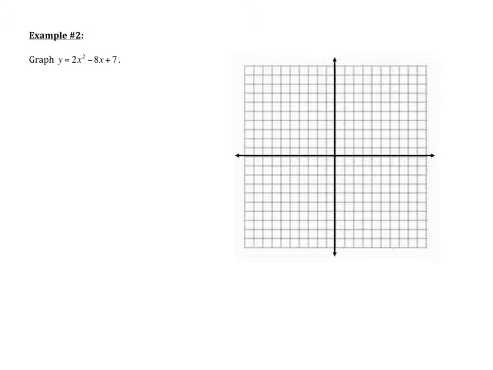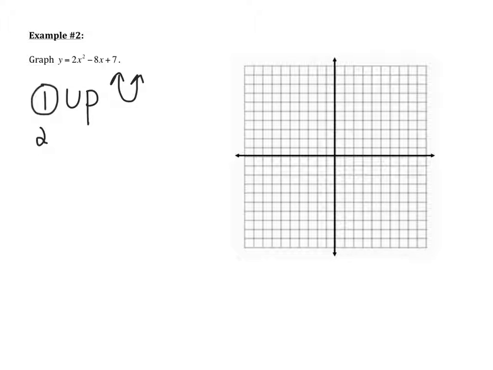So let's see an example. We have example number 2. We're going to graph y equals 2x squared minus 8x plus 7. So the first thing we need to do is determine whether it's going to open up or down. Since our a value is positive, we know that our graph is going to open upward. So we're going to have a parabola that looks like this.